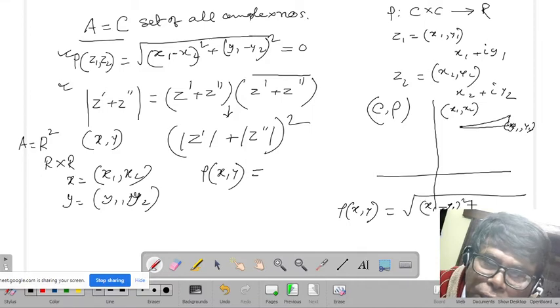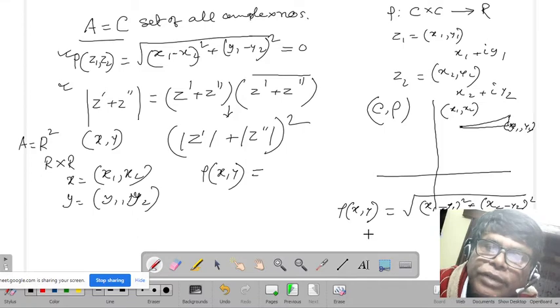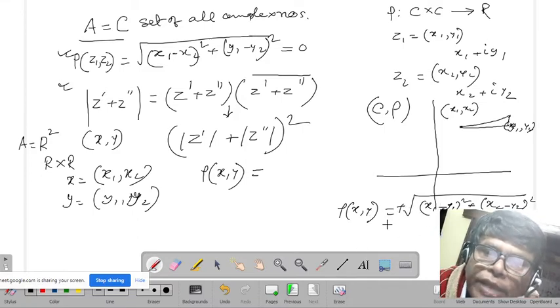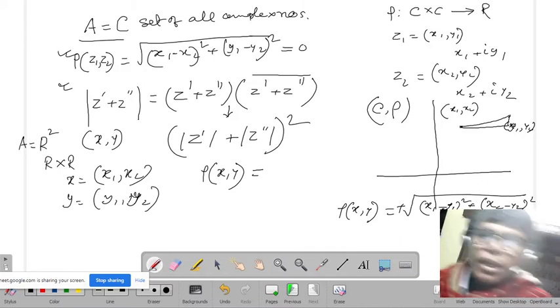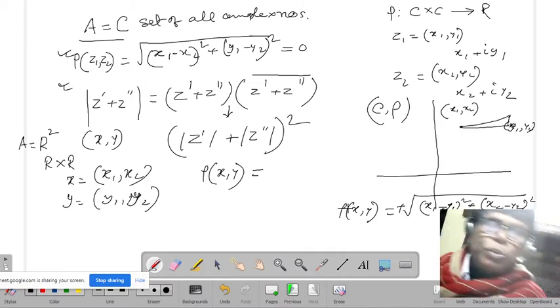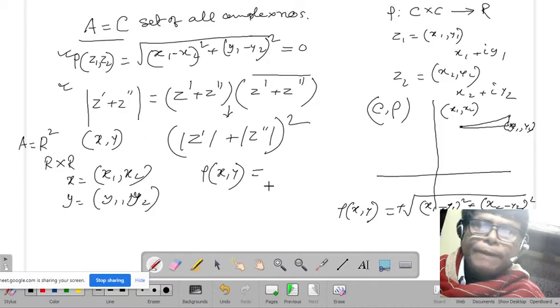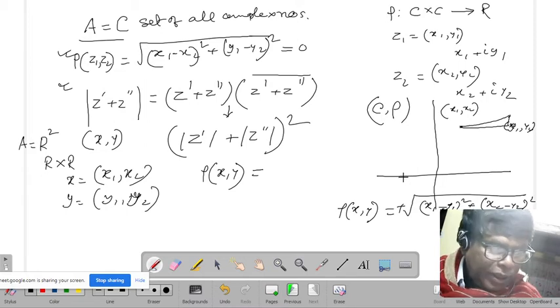whole square plus x2 minus y2 whole square, with a positive sign. So this is our metric, and you will see that this can be proved very easily. Positivity, symmetry, and equal to 0 can be easily proved.